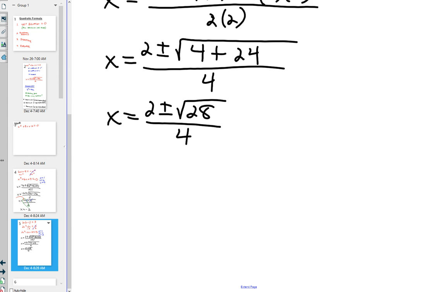What do I now know that I did not know before? 28 is positive, and because 28 is positive, what does that mean?